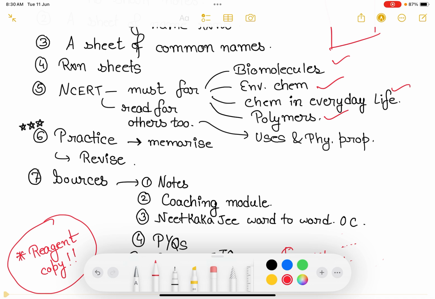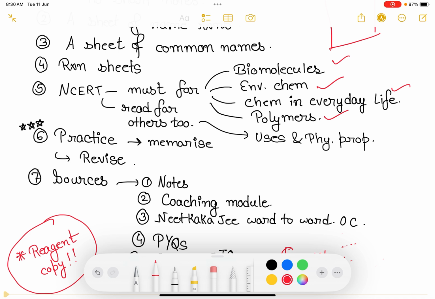So if it is not deleted and if it comes back, then you have to do it. And the only best source is NCERT for them, biomolecules as well. So you have to memorize these chapters completely, NCERT line by line.